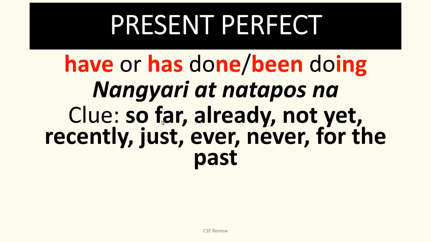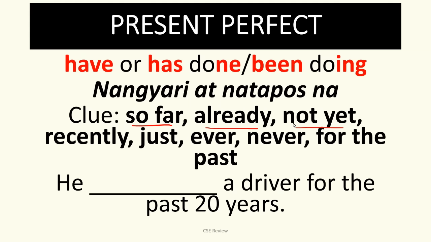So, ang clue mo are these words. If you see the words so far, already, not yet, recently, just, ever, never, or for the past, you use the present perfect tense. For example, he blanked a driver for the past 20 years. Okay? Dahil meron kang for the past, dito, ang mangyayari is instead of he has been driving, ang mangyayari would be he has been a driver for the past 20 years. Okay? So, bakit? Kasi nga, ayan, for the past 20 years.